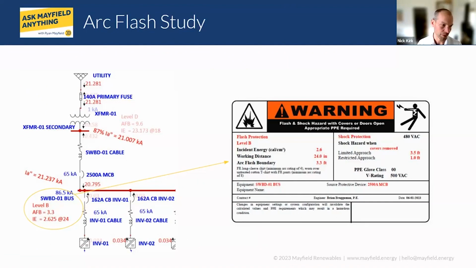Once we have this model built, then we can run the arc flash analysis, and that produces all the information that would go on the arc flash labels, such as the incident energy, working distance, arc flash boundary, and required PPE for that hazard.